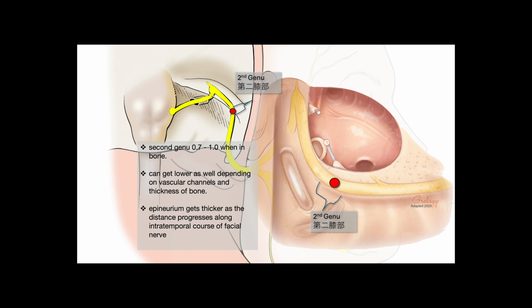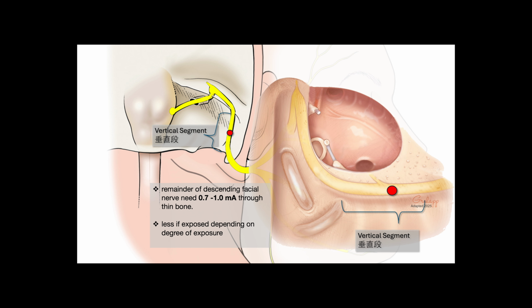Second genu. At the second genu, where the facial nerve bends downward, thresholds average 0.7 to 1.0 milliamps while still within bone. Values can be lower when vascular channels or thin bone facilitate current spread. Here, the epineurium thickens progressively, continuing along the descending intratemporal course.